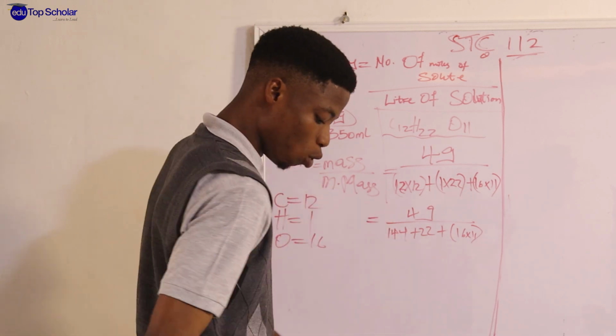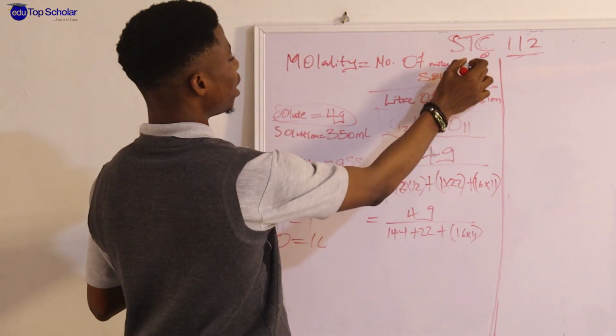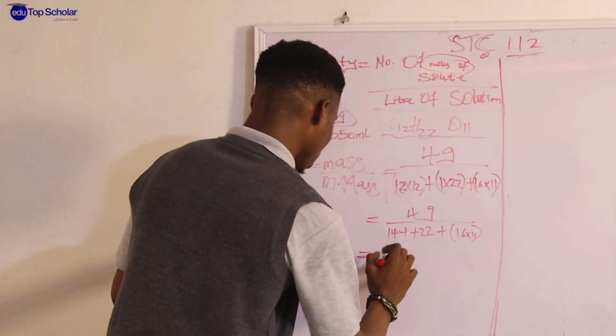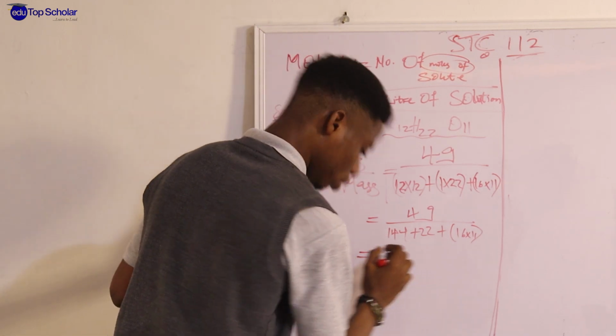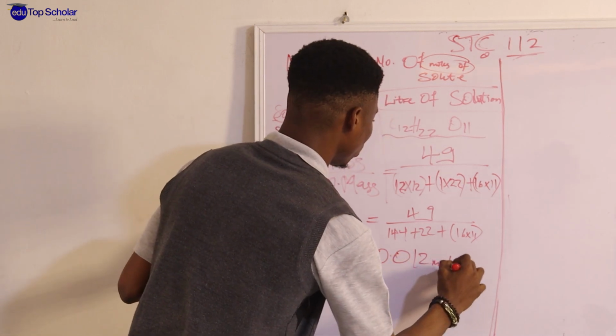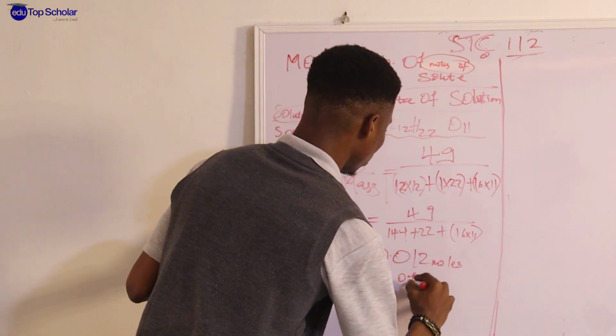So our number of moles, don't forget that we are still getting our number of moles to be 0.012 moles of sucrose.